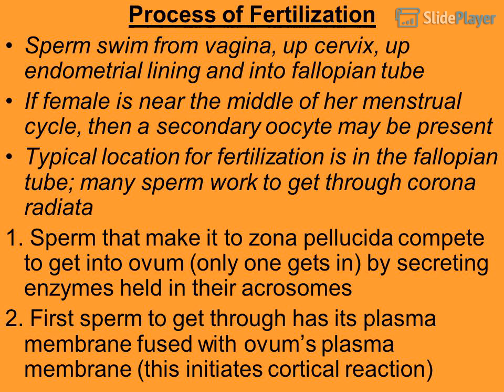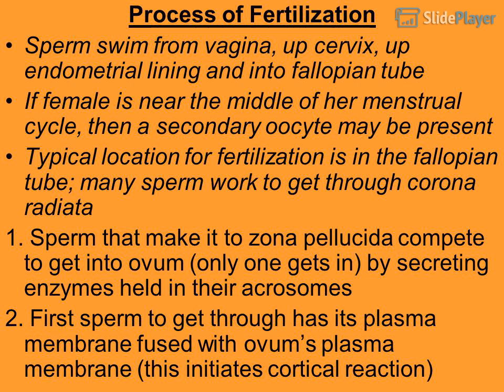1. Sperm that make it to zona pellucida compete to get into ovum. Only one gets in, by secreting enzymes held in the acrosomes. 2. First sperm to get through has its plasma membrane fused with ovum's plasma membrane.